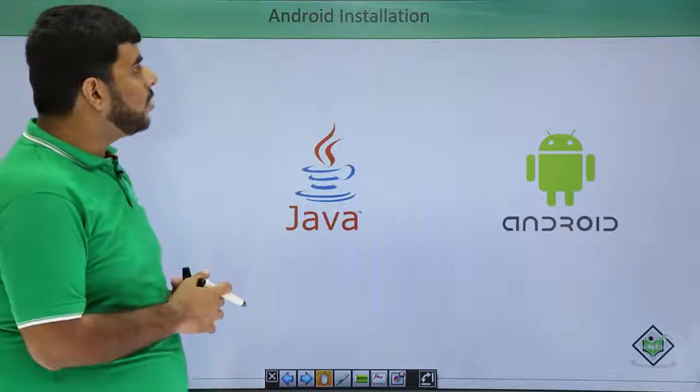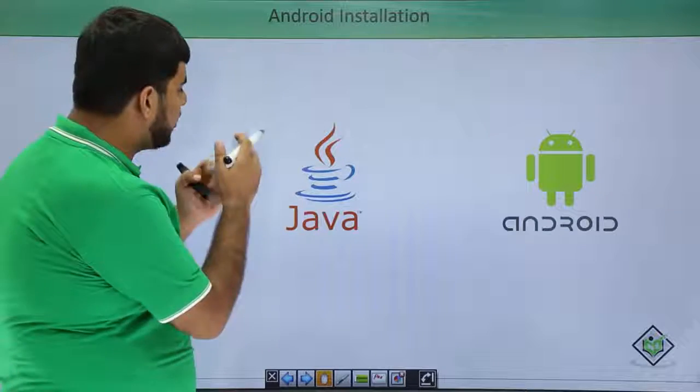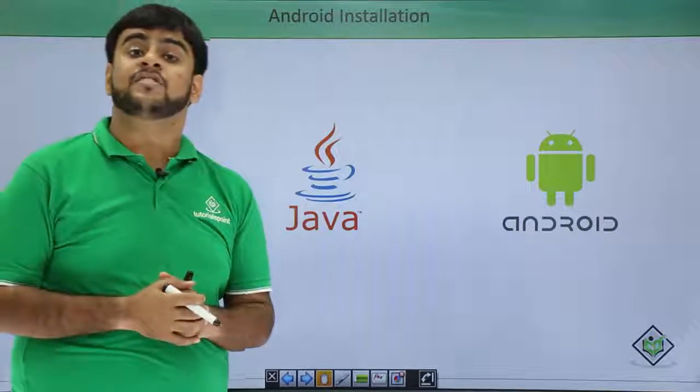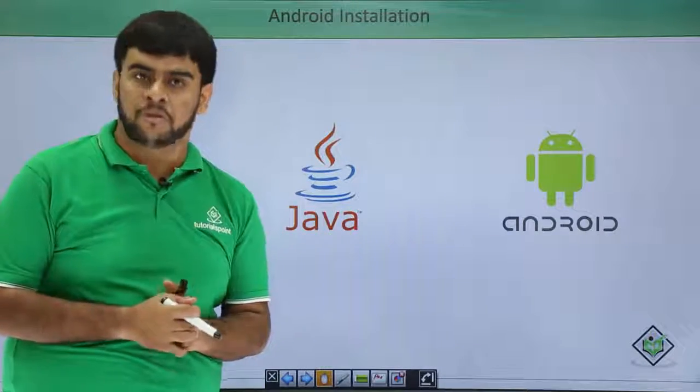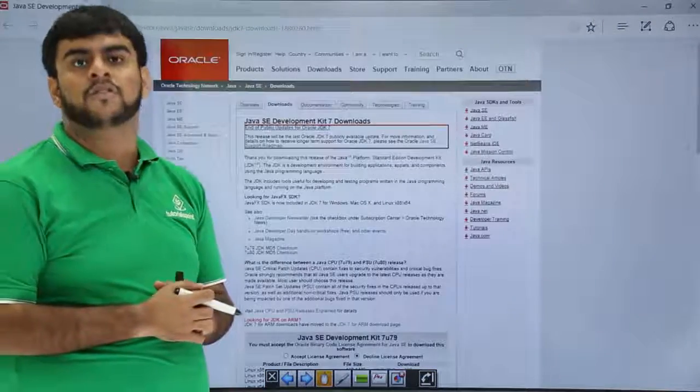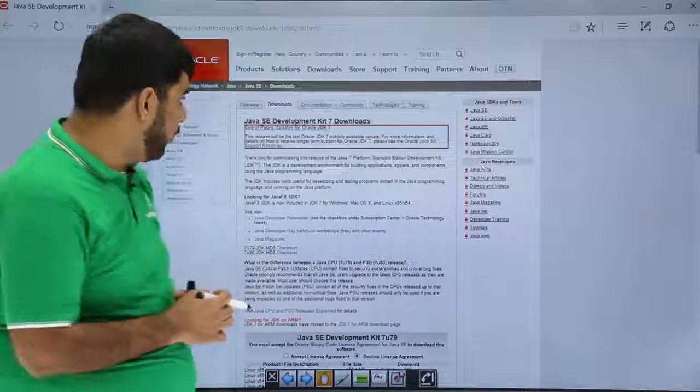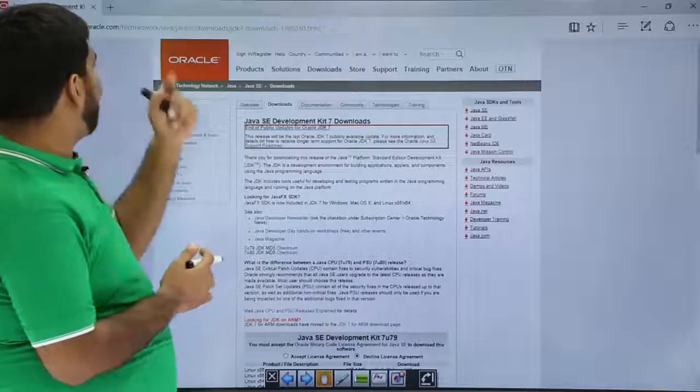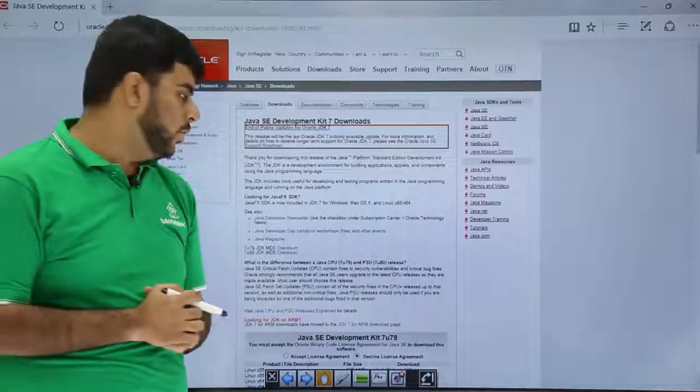Now, in the Android installation, we need to make sure that we are having the JDK before we start installing Studio. JDK, as I told you, is a prerequisite for starting the installation of your Android Studio. Now, we visit the official website of Oracle where we download the JDK.